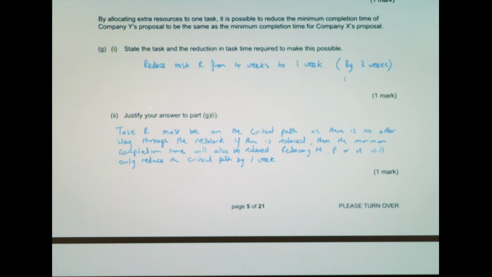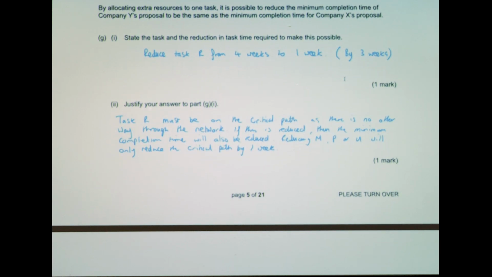The last part of question 2 was looking at how we could reduce one of the tasks. By allocating extra resources to one task, it's possible to reduce the overall completion time for this network to be the same as the network we had on the previous page. So this network for company Y was completed in 23 weeks, and company X, on the previous page, was completed in 20 weeks. So we're looking at a 3-week reduction. State the task and the reduction time required to complete this.